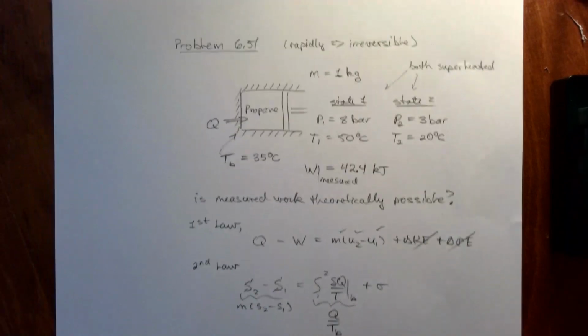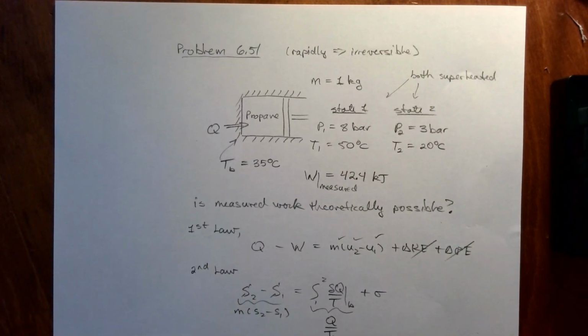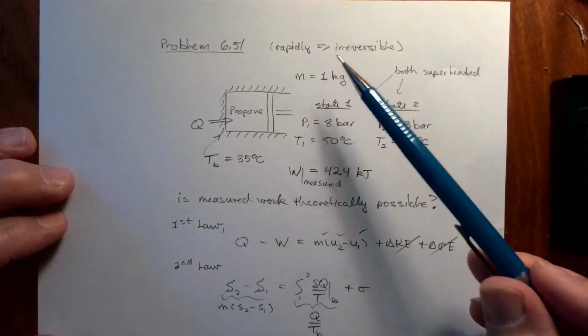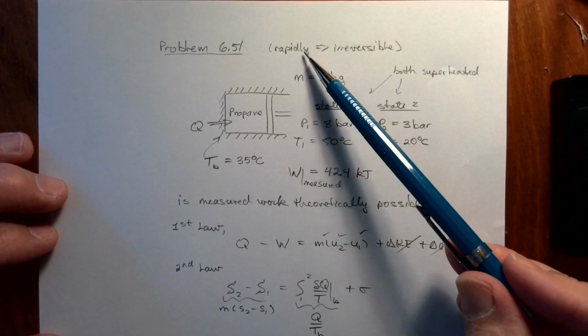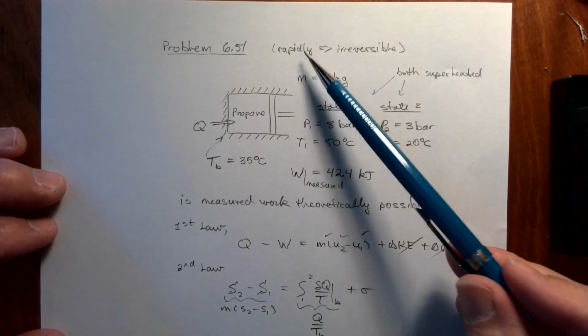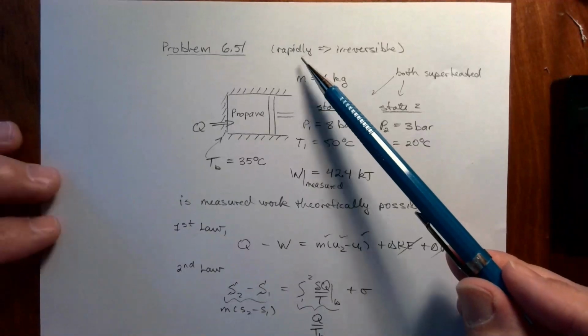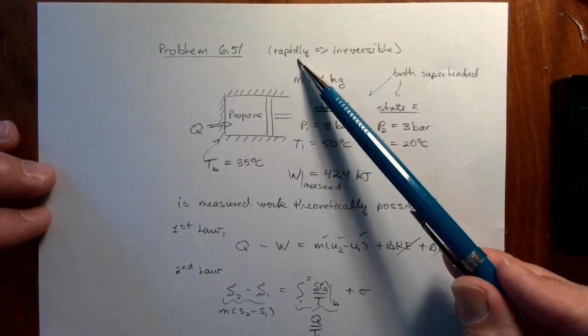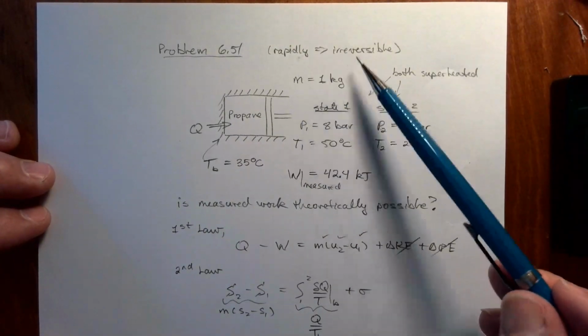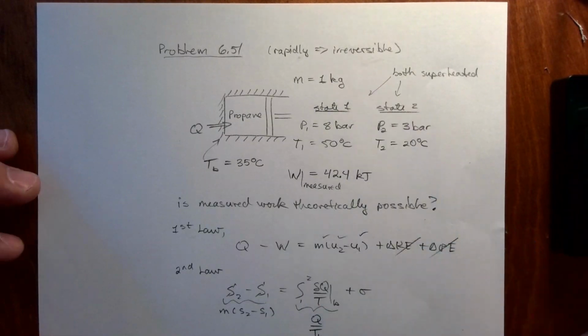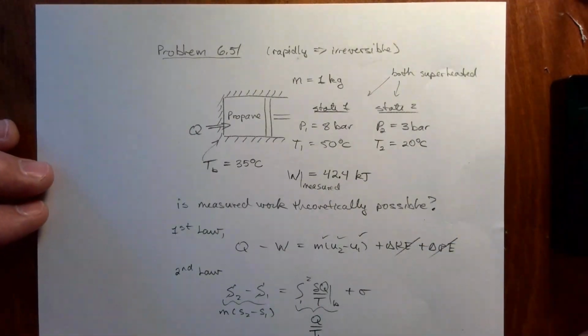Okay, so the last problem that we're going to talk about, I'm going to skip a couple of problems because they're very similar to what we just looked at. Let's look at problem 651. If you go through the problem statement, it is rapidly heated or cooled. And so when it says rapidly, we're leaving the quasi-equilibrium assumption. So basically it's telling you that this is an irreversible process when it has an adjective like rapidly.